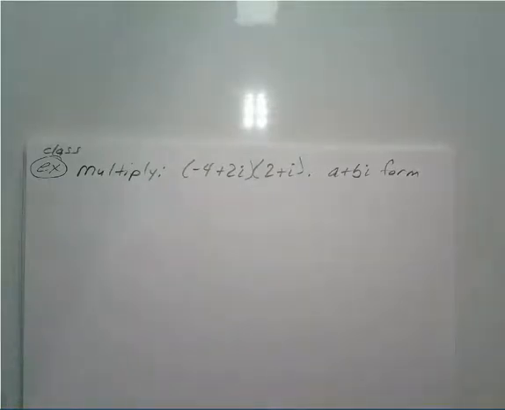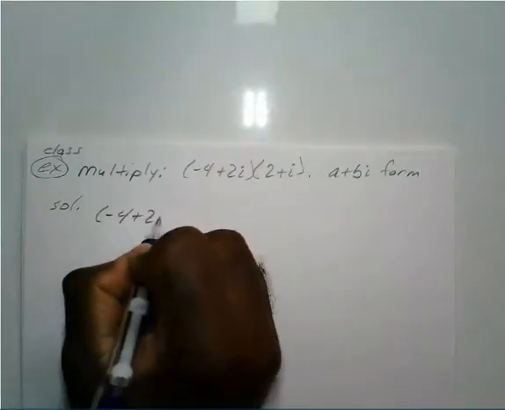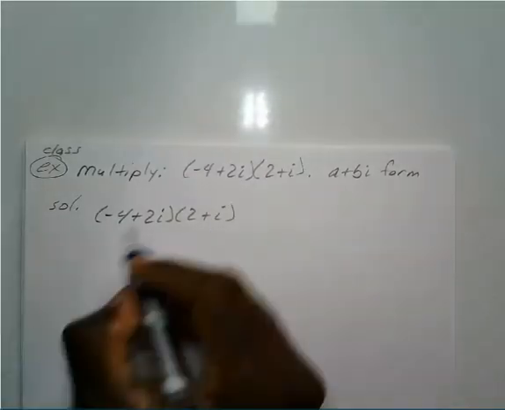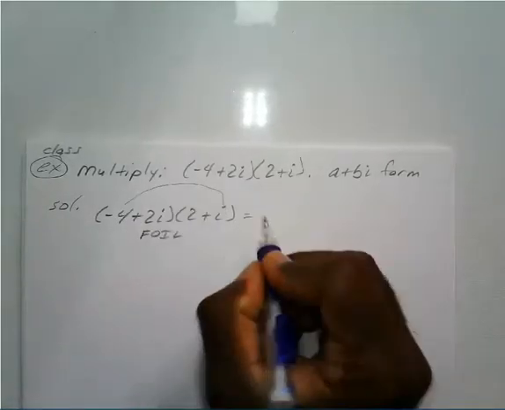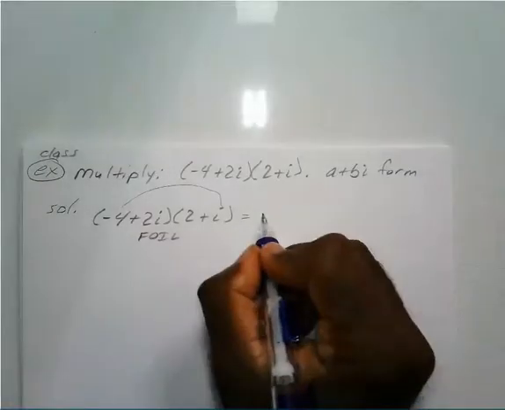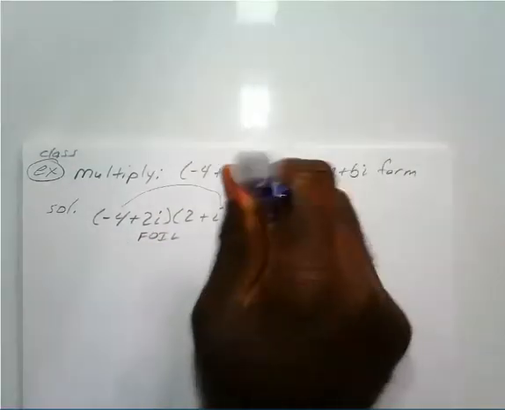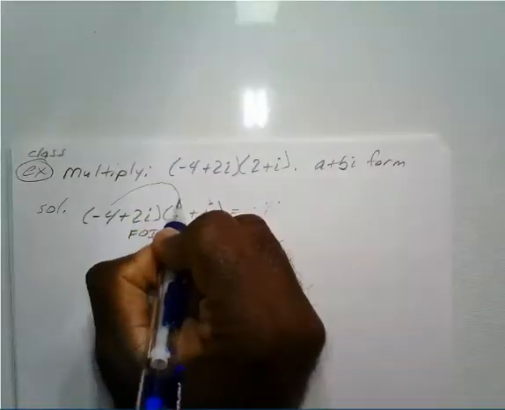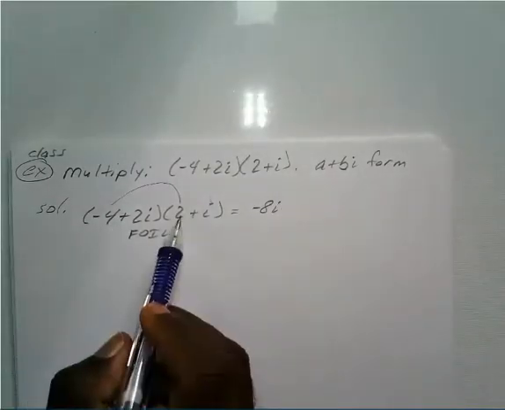Alright, so assuming you've pressed pause and solved this one on your own, we have -4 plus 2i and 2 plus i. We go ahead and use the FOIL method. Oh, I'm sorry, I'm going out of order. This would have been your first. So that should have been -8, because -4 times 2 is -8.